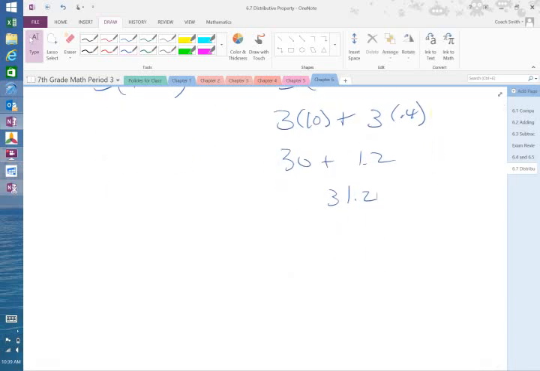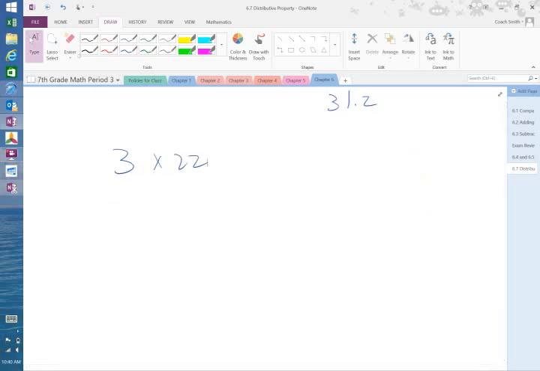In other words, 3 times 22. Okay? 3 times 22 is 66. Okay? 3 times 20 is what? 60. What's 3 times 2? 6. 60 plus 6, 66. Distributive property. You've really used it ever since you've multiplied 2-digit numbers together.